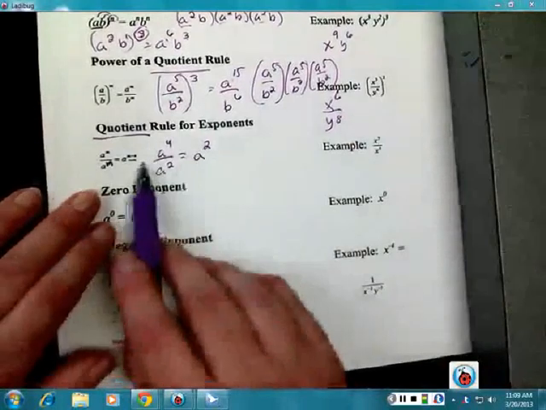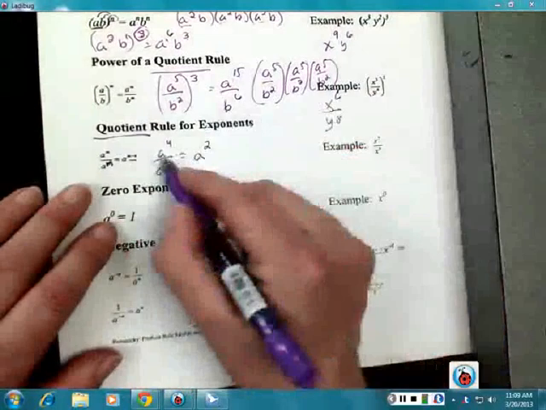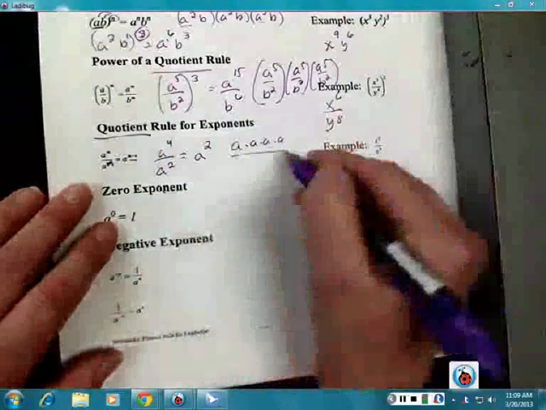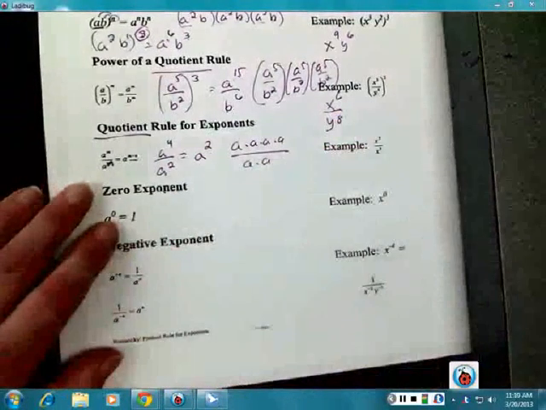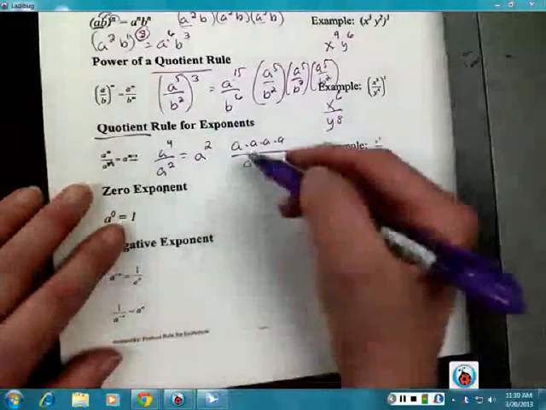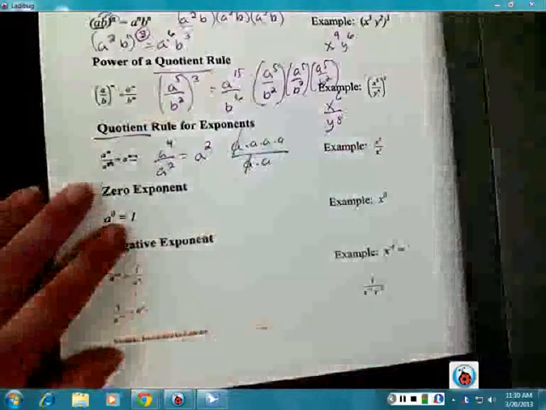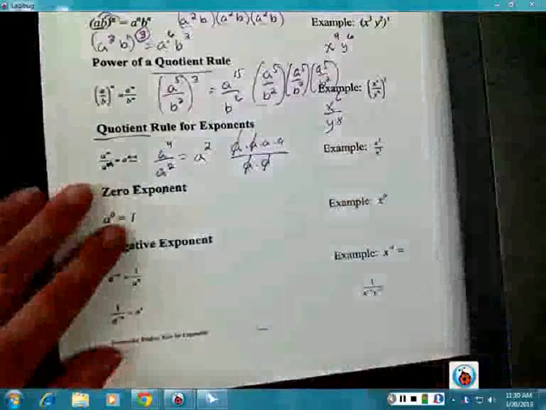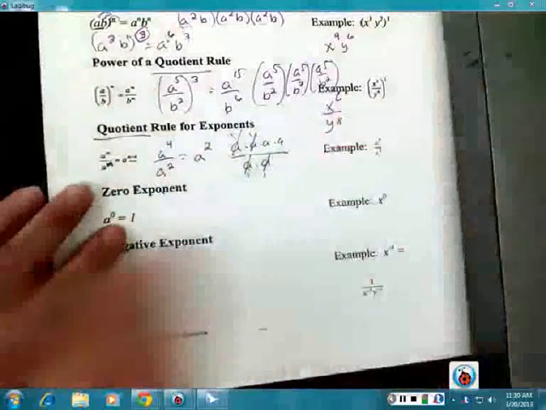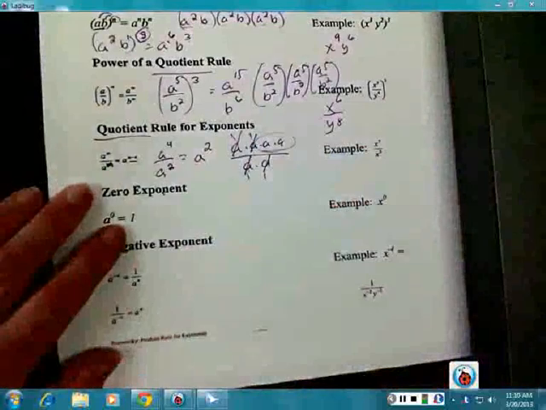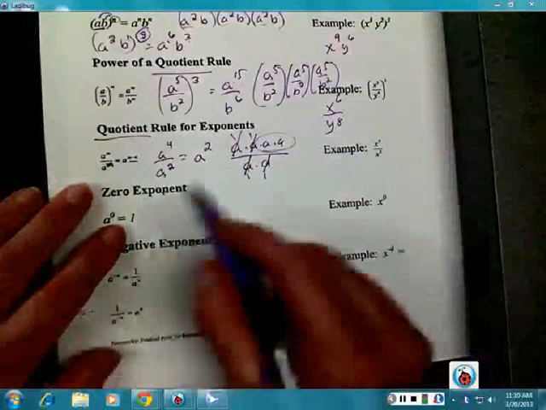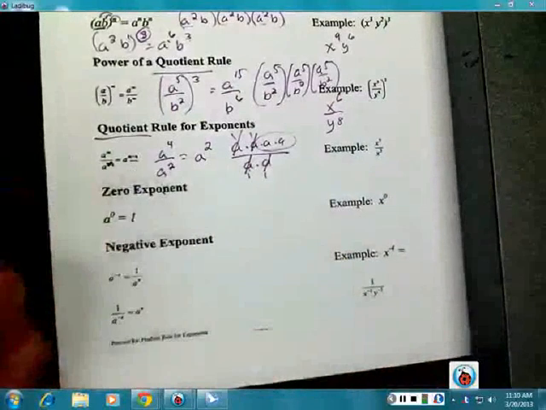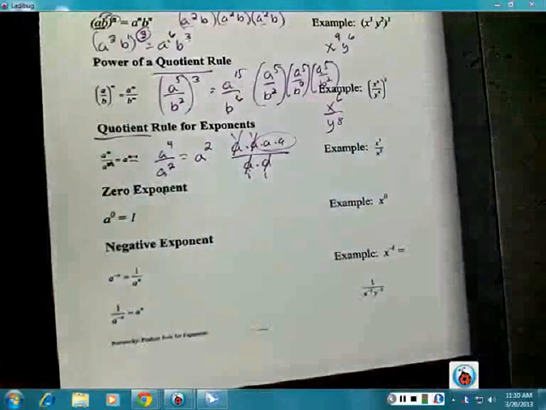Now the reason this works is because the top means I have A times A times A times A, all over A times A. Now what do we know about that? When I have the same in the bottom and the same in the top, they cancel out. And when I have another one the same in the bottom, they cancel too. They all cancel to ones. And notice I'm just left with A squared, and that shortens up what I have to have with this. Okay, so that's why we put those together.